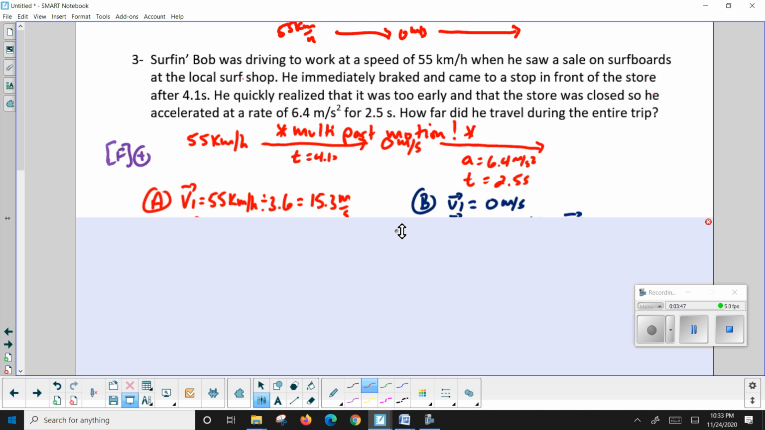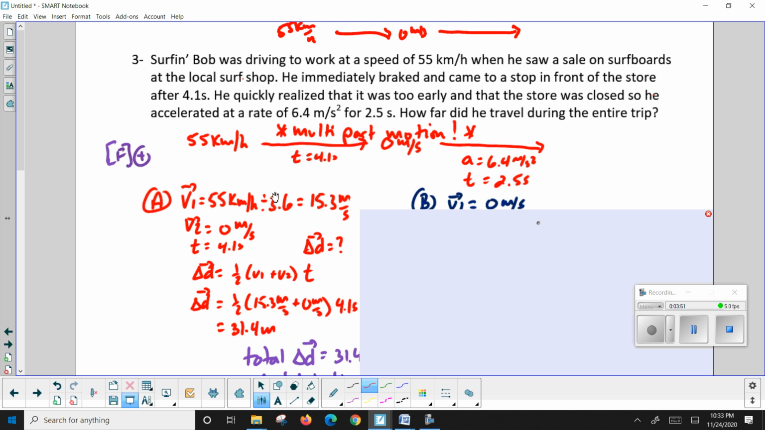That's what's involved here. So on the one side here, what you want to do is my conversion, kilometers per hour to meters per second. You know your final velocity is 0. Takes 4.1 seconds. I'm looking for displacement. Formula matching gives you this formula. You substitute, you end up going 31.4 meters forward. Positive is forwards, remember.